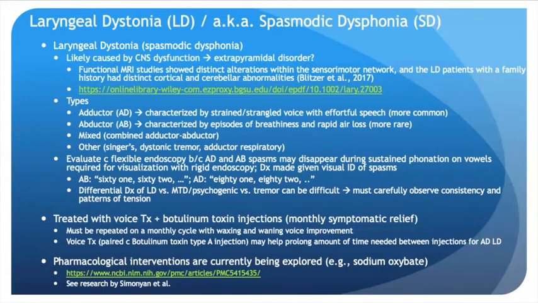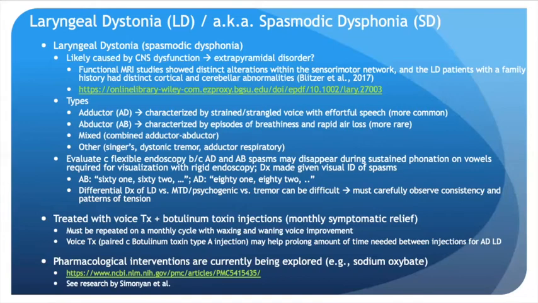There are multiple types. So there's adductor type, abductor type, mixed, and a variety of other types. The most common is adductor, and this is characterized by strained or strangled voice with effortful speech. And then there's abductor type, which is characterized by episodes of breathiness and rapid air loss. It's more rare. And then there's a mixed type, which is kind of combined adductor-abductor type.